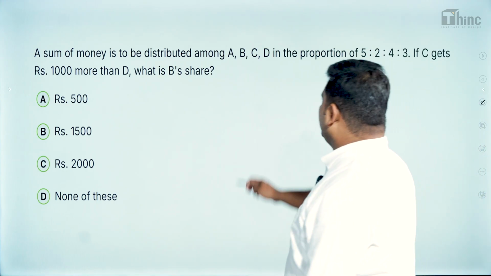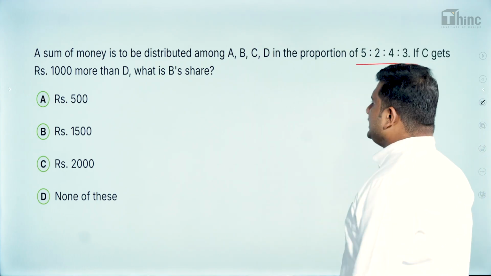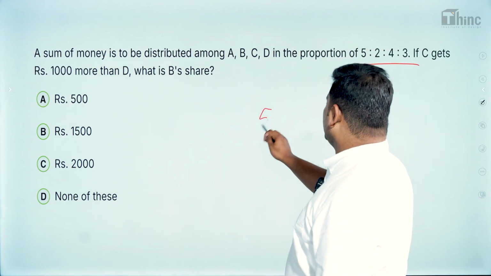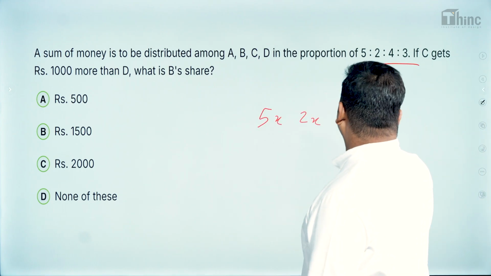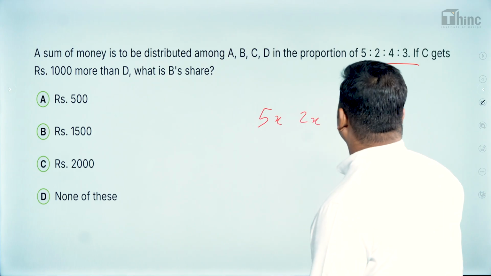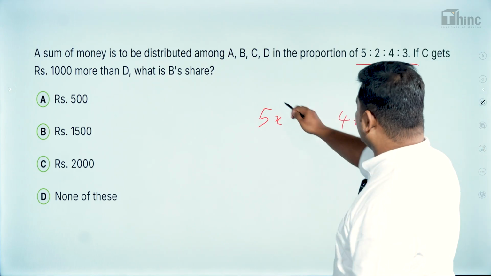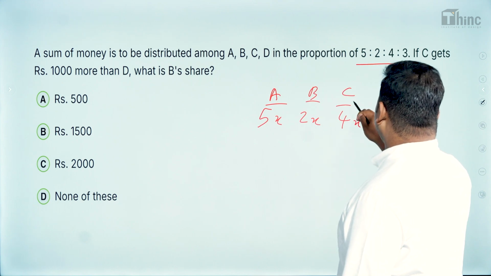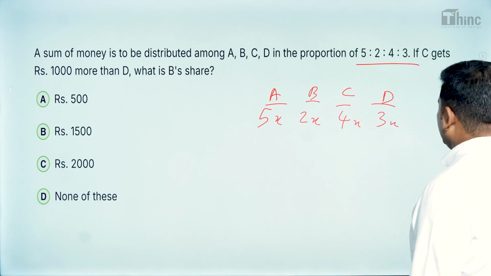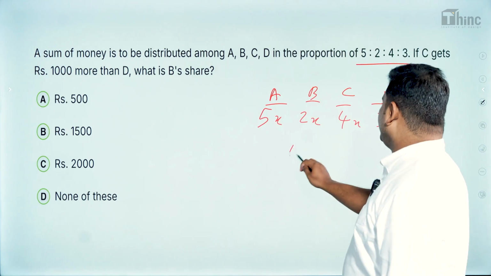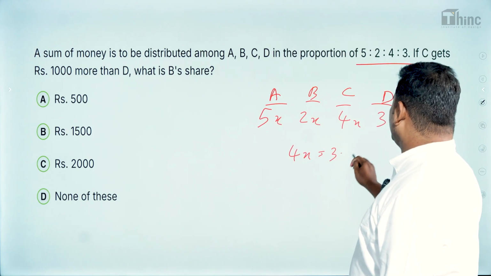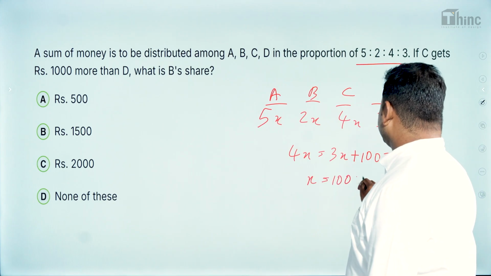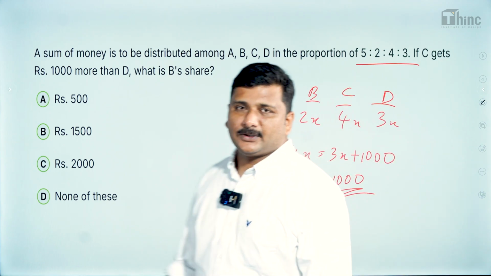Okay, sum of money distributed among A, B, C and D are in the proportion of this. If C gets 1000 more than D, what is B's share? So we know that we can write the actual numbers as 5x, 2x, 4x and 3x, and C gets 1000 more than D. So this is what A gets, this is what B gets, this is what C gets, and this is what D gets. So C gets 1000 more than D, right? So 4x is 3x plus 1000. So x is equal to 1000, right? So we got x as 1000.